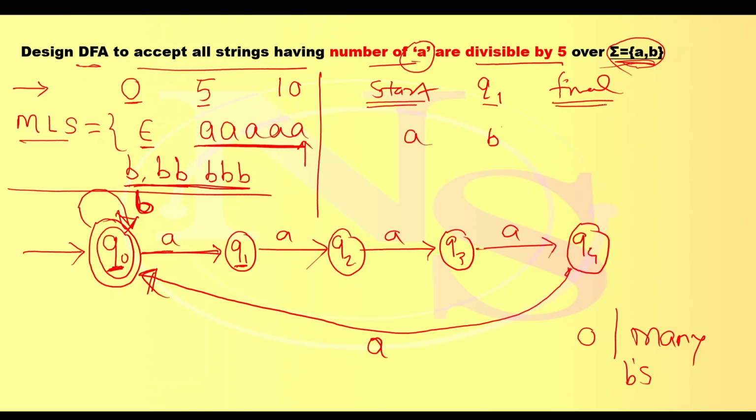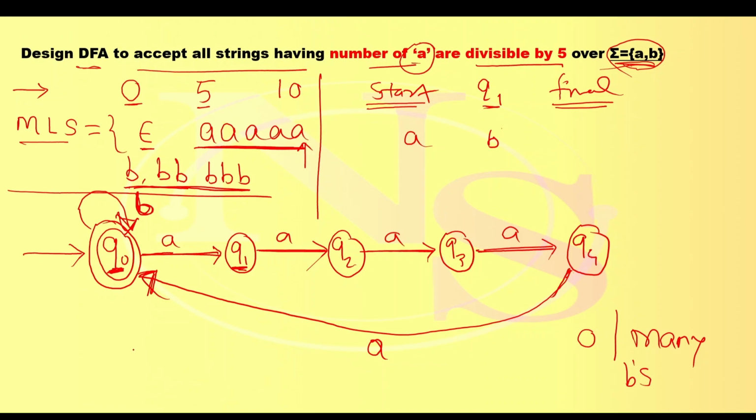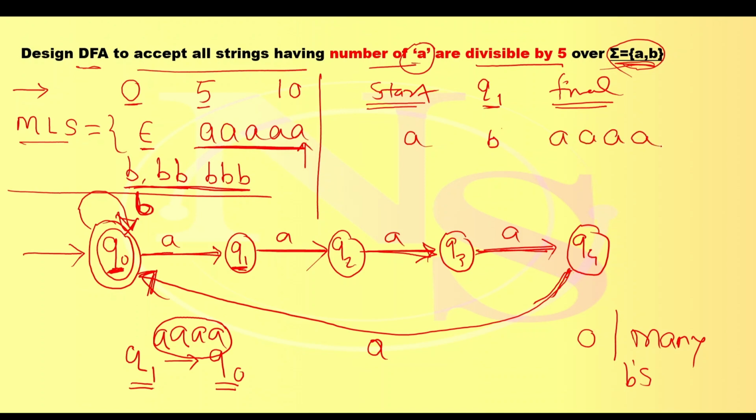How to reach the final state from Q1? I want to reach from Q1 to final state Q0. This is my requirement. So what do you need to read? Q1 to Q2 you need to read a single a. Then Q2 to Q3 you need to read one more a. Q3 to Q4 one more a. And then Q4 to Q0 one more a. It means to go from Q1 to the final state you need to read 4 a's. So write that down here. This is the one time you need to write it.